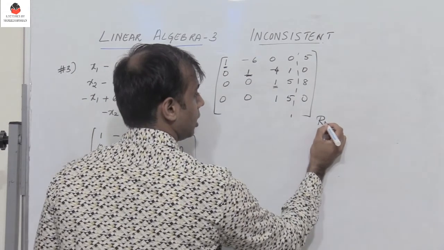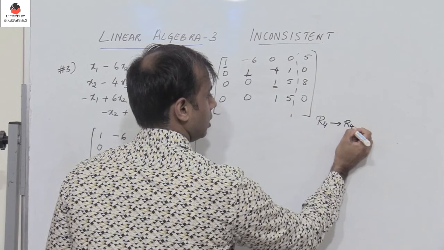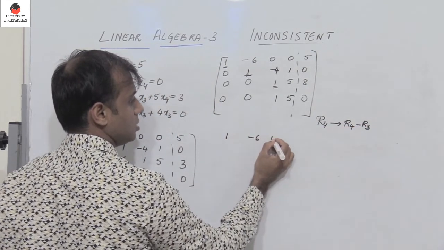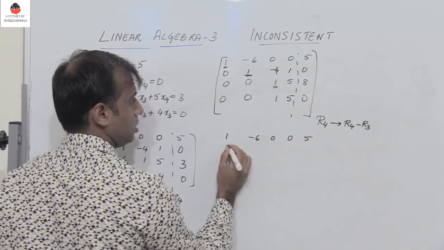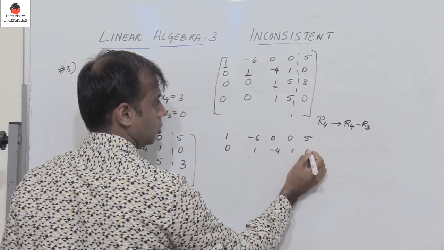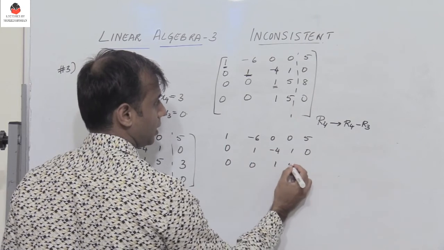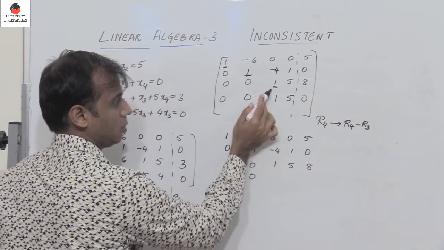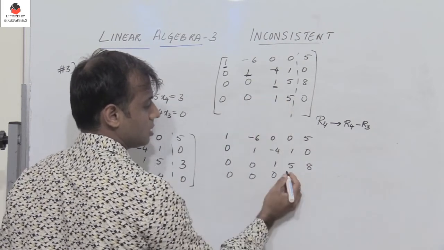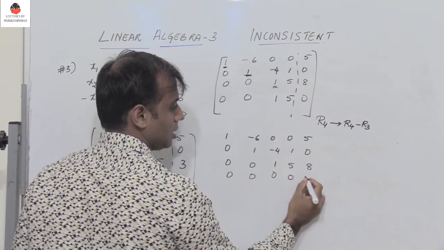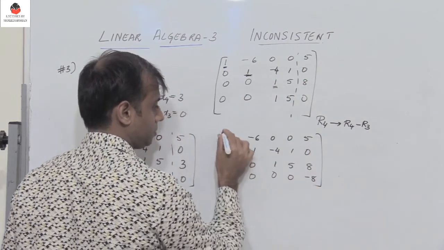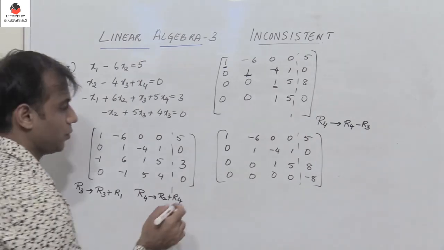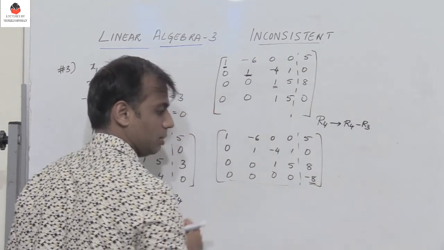Perform the row operation R4 is R4 minus R3. So we have 1, minus 6, 0, 0, 5, 0, 1, minus 4, 1, 0, 0, 0, 1, 5, 8, 0, 0. R4 minus R3: 1 minus 1 is 0, 5 minus 5 is 0, 0 minus 8 is minus 8. So again here I get the last row, which is of the form all zeros and a non-zero element.